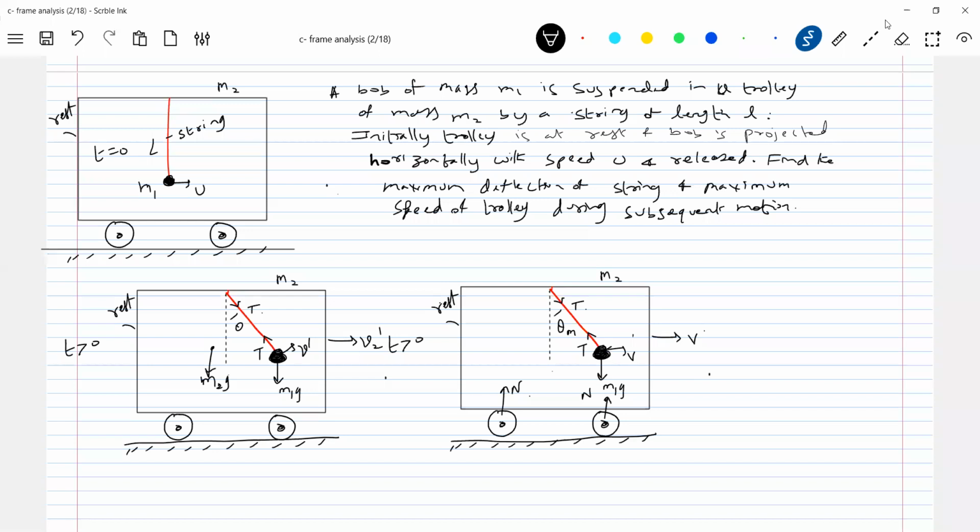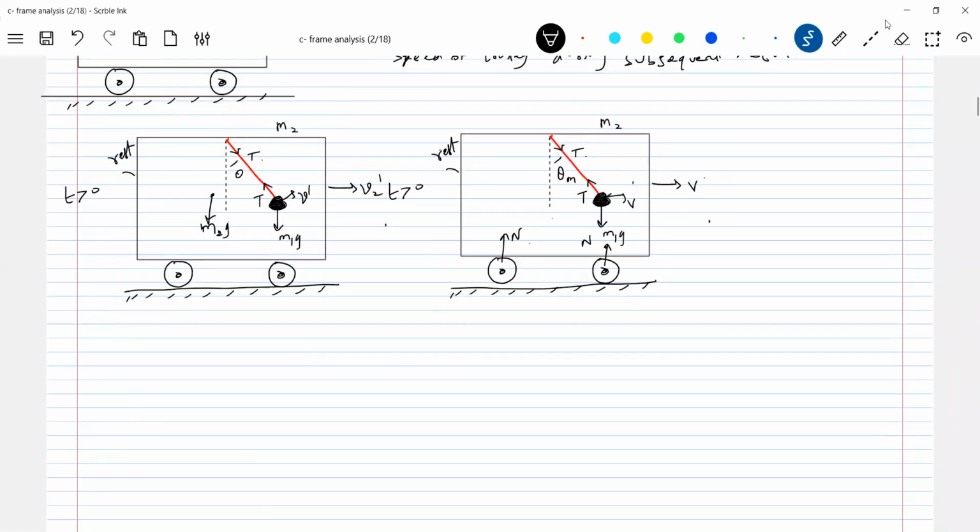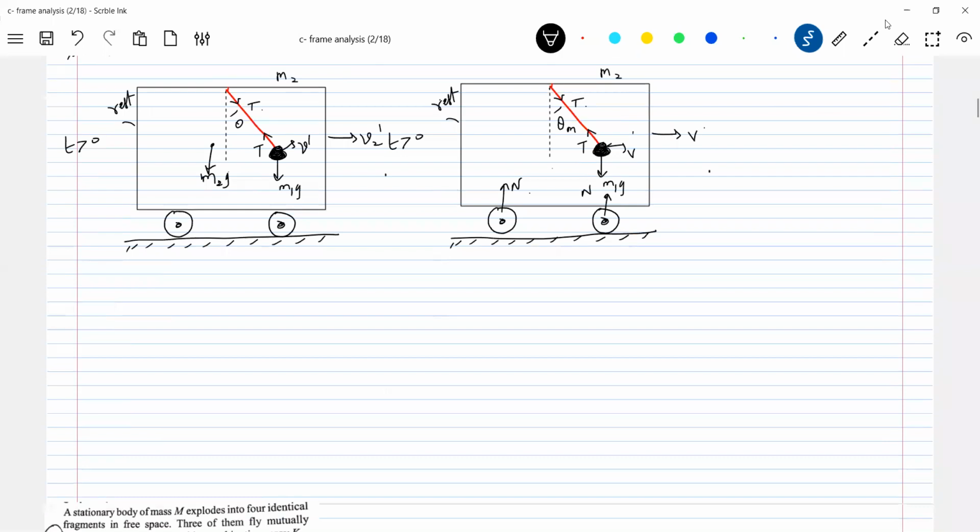So what do we expect now? The momentum should be conserved. So I'll apply conservation of linear momentum. Applying conservation of linear momentum, sigma Fx is 0. So initial momentum m1u should be equal to m1v plus m2v. So this is equation 1, keep it in mind.